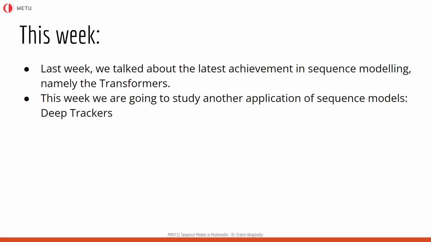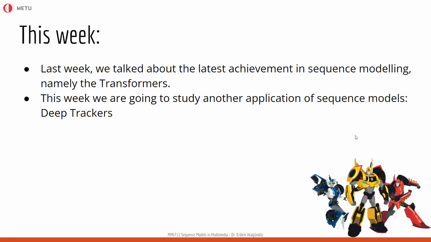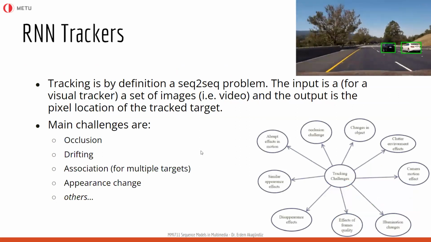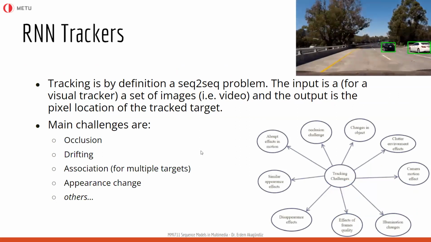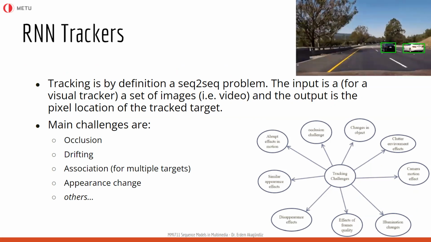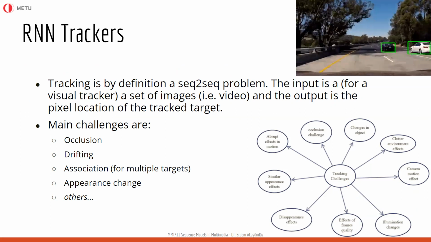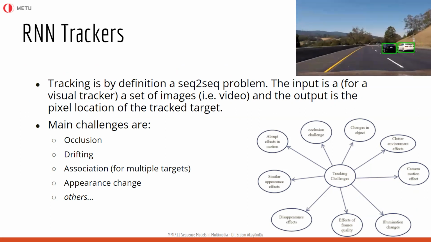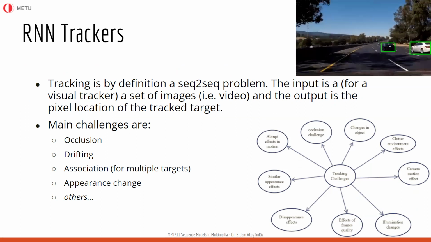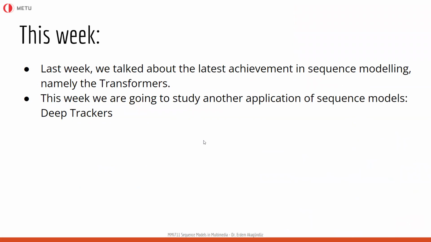We're going to be talking about tracking, because tracking is also a sequence problem. Okay, this is transformer still. Let's first talk about the definition of tracking. Tracking is by definition a sequence-to-sequence problem. First, let's try to understand this. Why? The input for a visual tracker is a set of images, and the output is the pixel location of the target. Let me draw the problem definition.